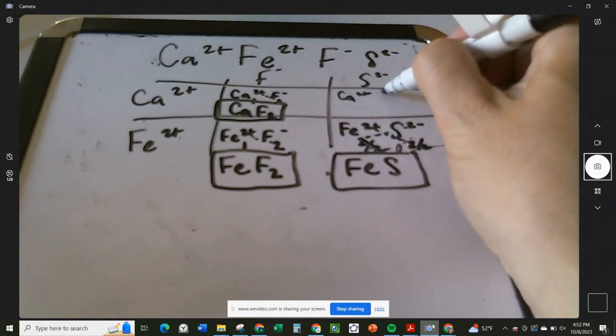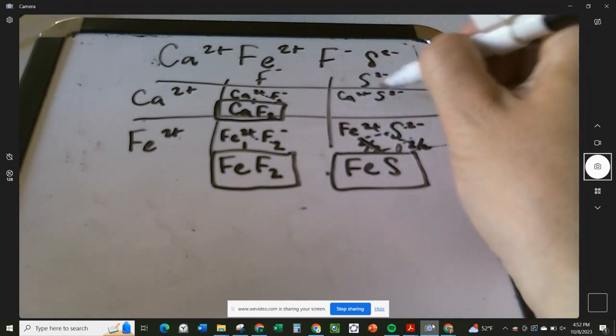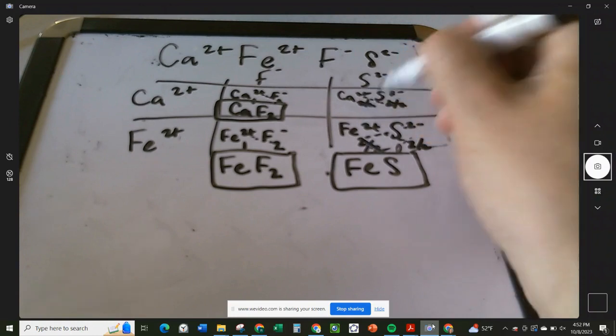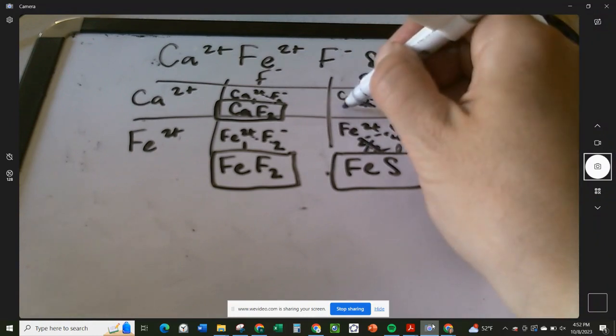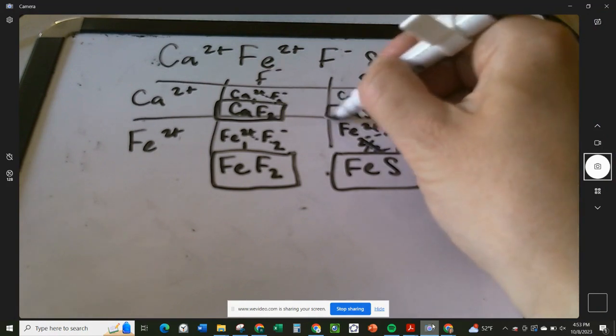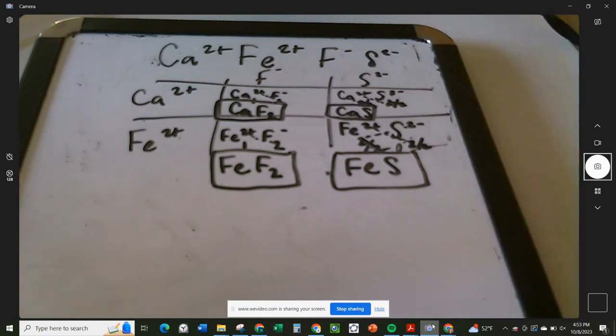All right, and then the last one here we would have Ca2+ going with sulfur 2-, and we need 2 sulfurs for 2 calciums, and then we can divide a 2 out of both of those. So then we end up with CaS. This is simplified. We don't write the charges. We put the cation first, or usually it's a metal, not always, but almost always it's the metal.